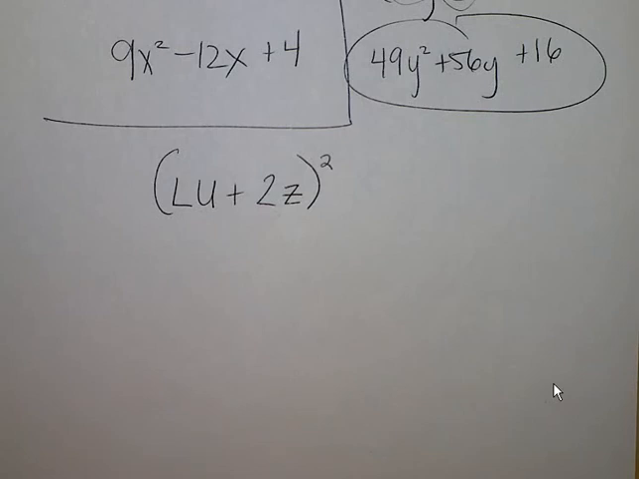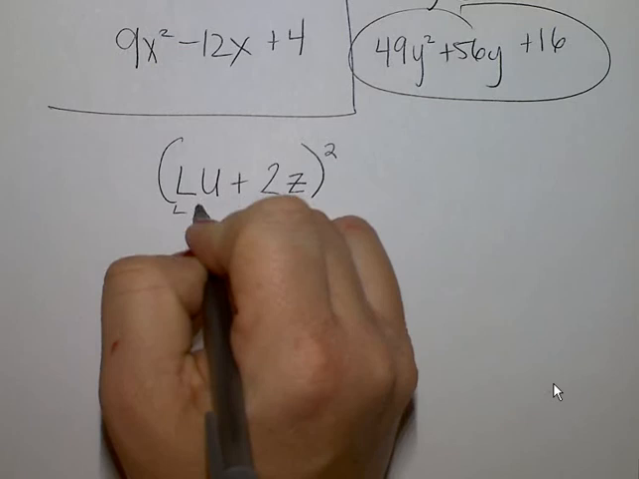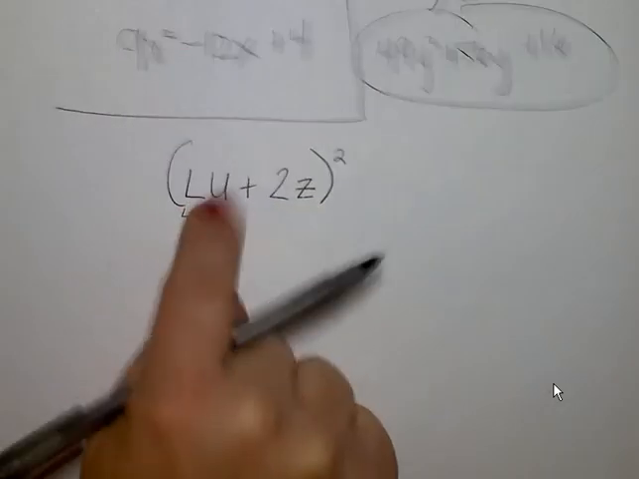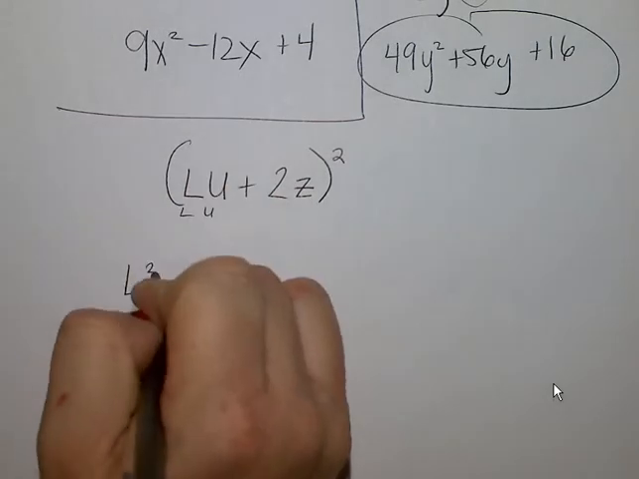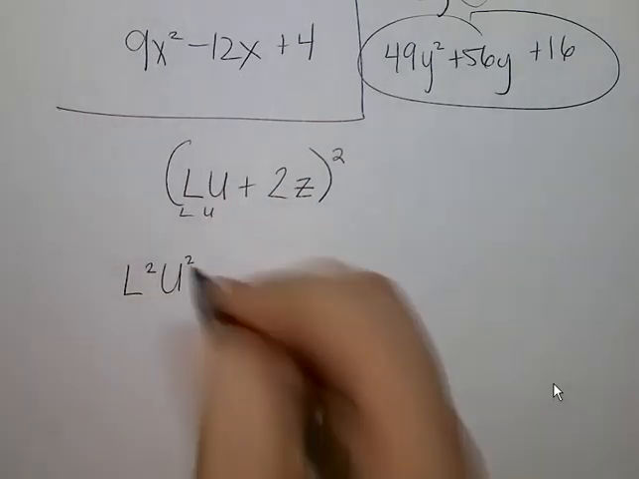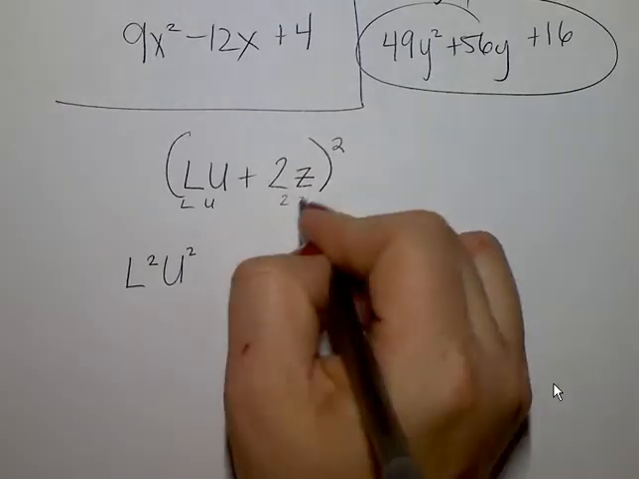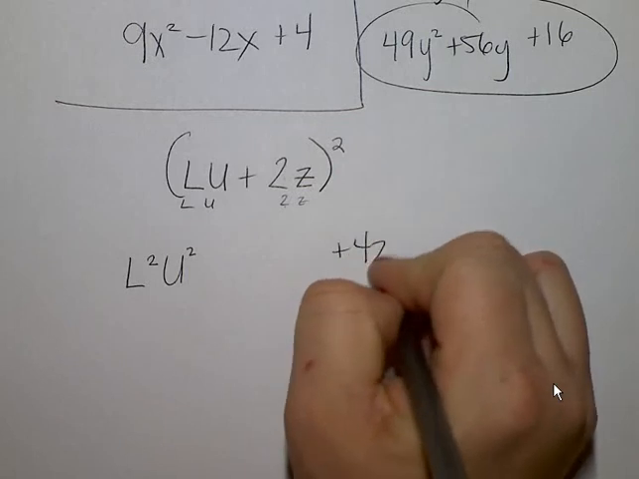So here's what I would do. When you have lots of letters, I know I want to take this times itself. So if you could listen, please. What's LU times LU? Well, how many L's do you have? 2. We don't write 2L. It's L squared times U squared. Okay, what's 2Z times 2Z? 2 times 2 is 4, and you have 2 Z's.